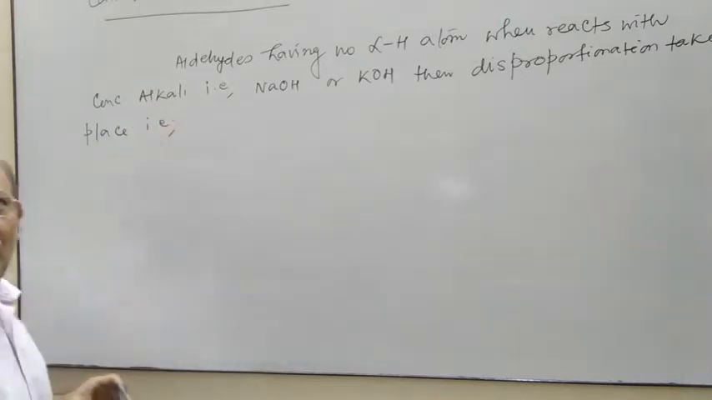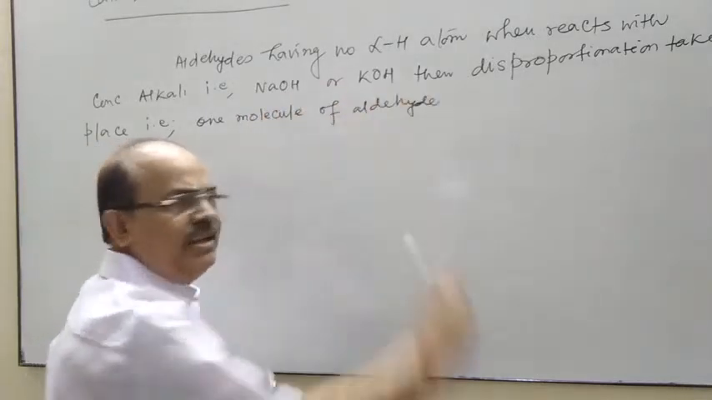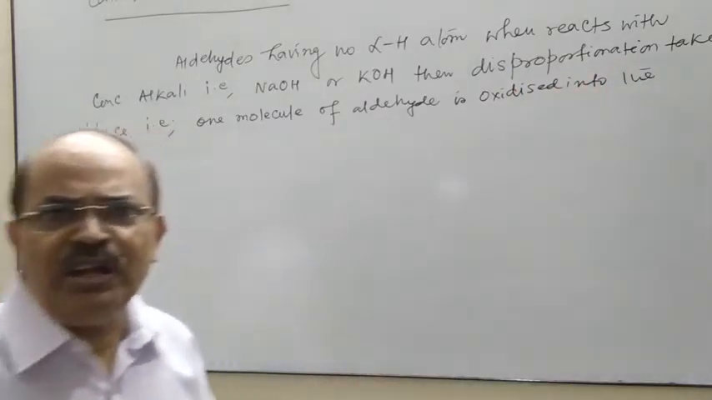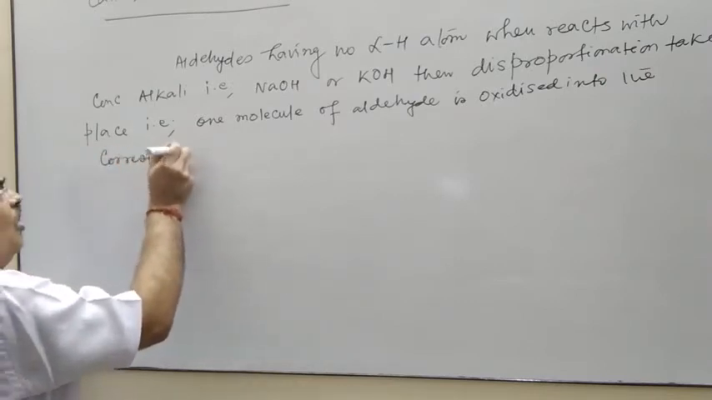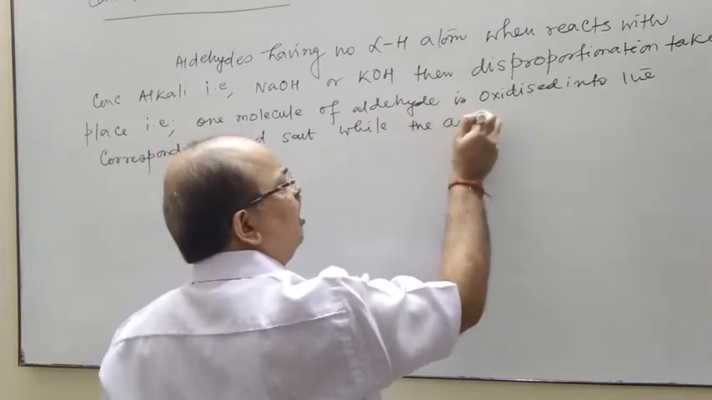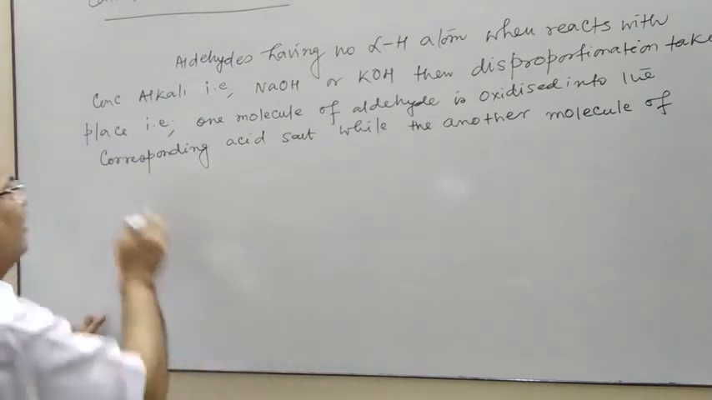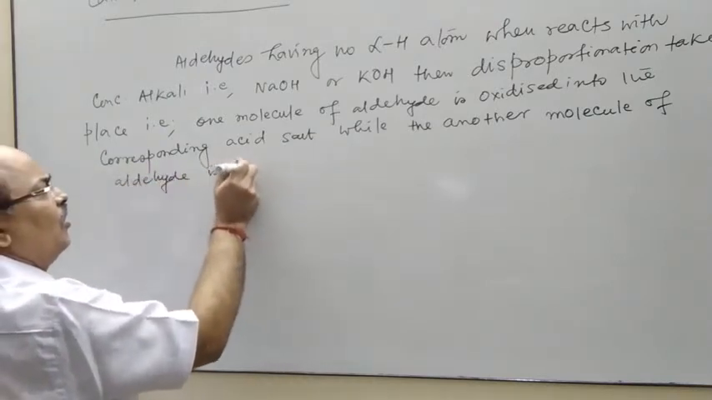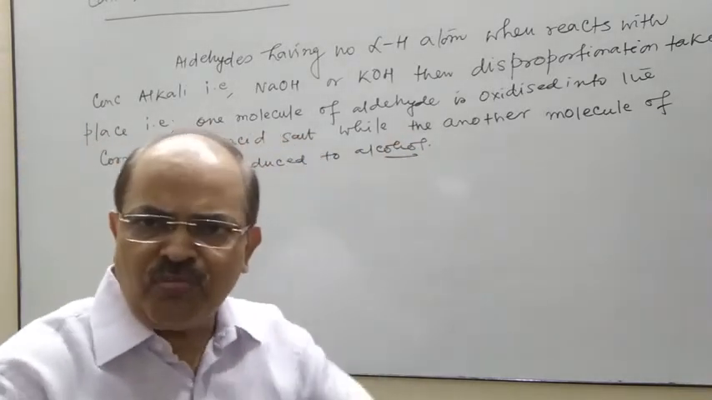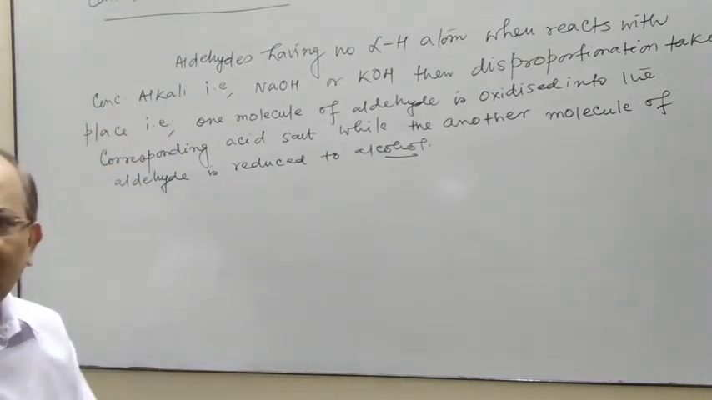That is, one molecule of aldehyde is oxidized into the corresponding acid salt, while the other molecule of aldehyde is reduced to alcohol. So as you know, formaldehyde and benzaldehyde have no alpha hydrogen. So naturally, they will give the Cannizzaro reaction.